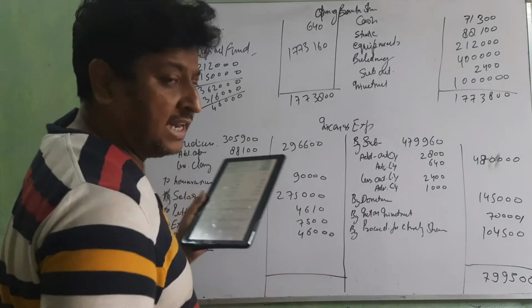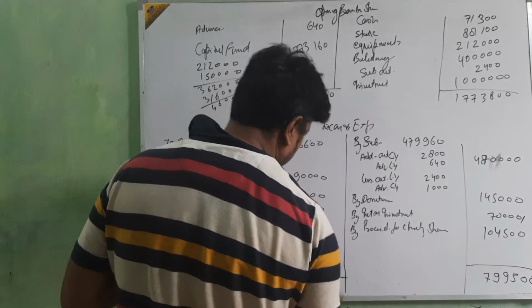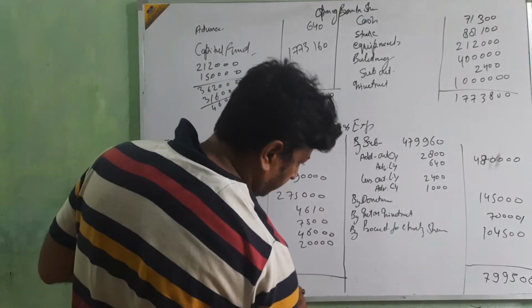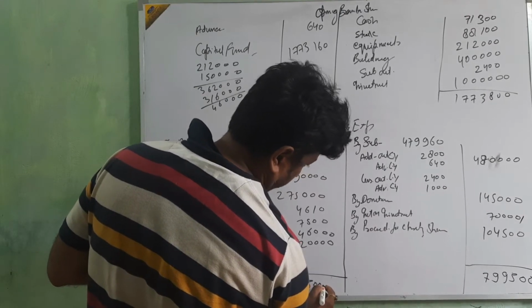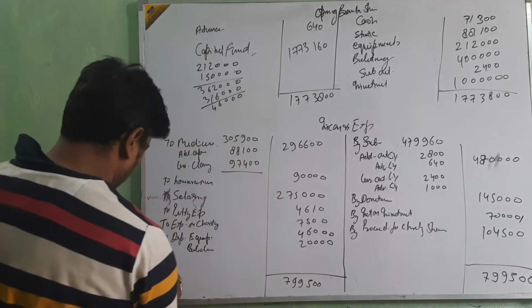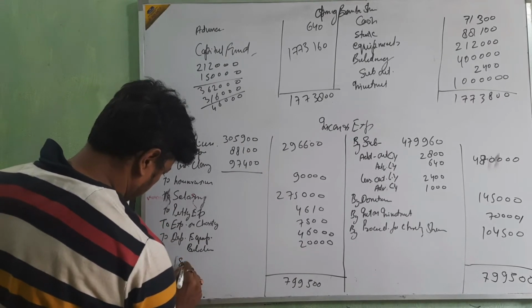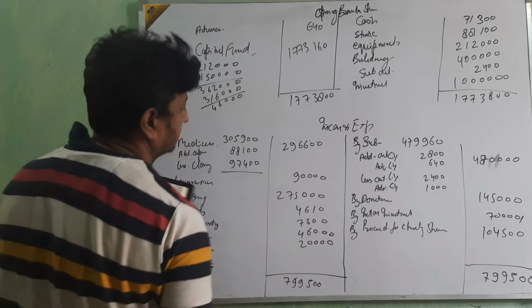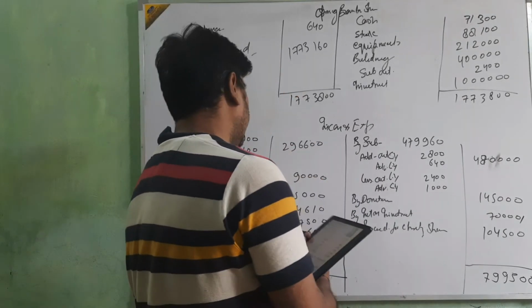Now the value is 3,80,000, so the difference is 20,000. Okay beta, take the difference. 79,500 goes to surplus.